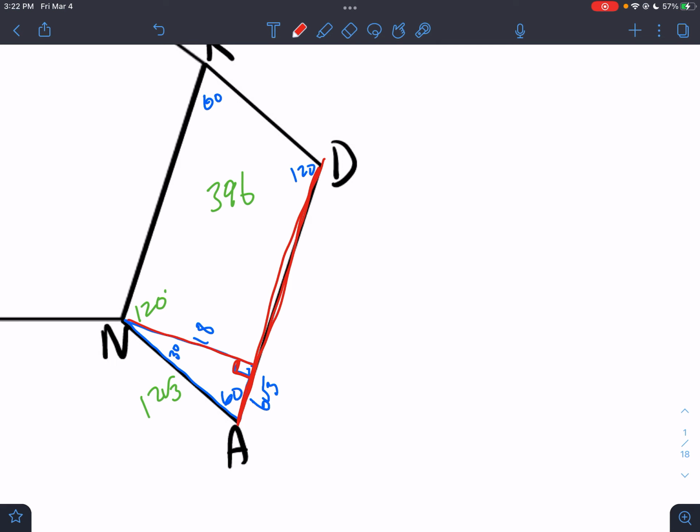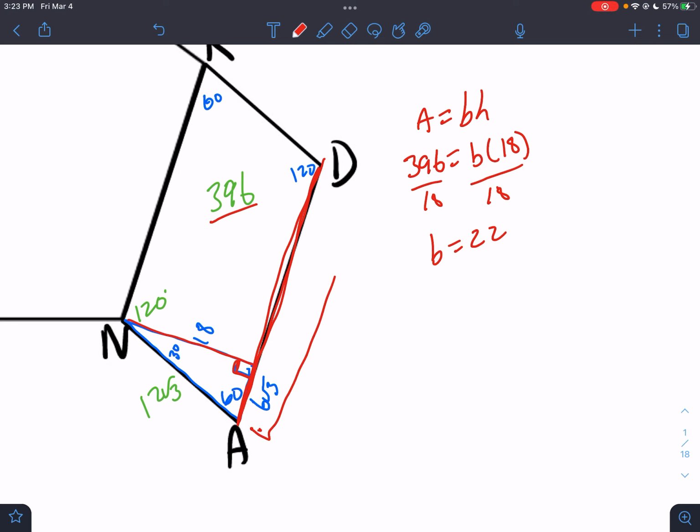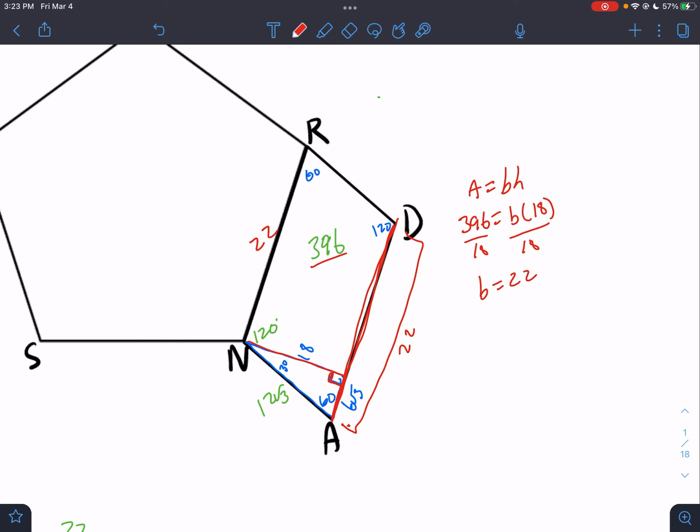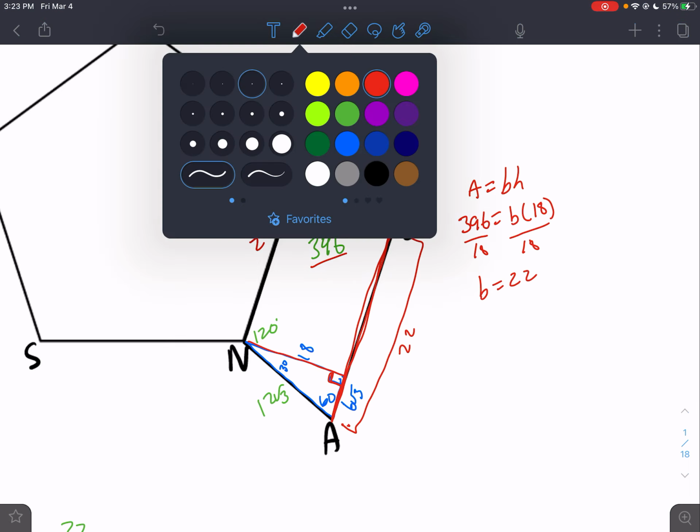So what we know is that for a parallelogram, area equals base times height. We know the area is 396. The base we don't know, and the height we know is 18. 18 is the height for that base, so we divide both sides by 18. 396 divided by 18 is 22. That means AD, this length, is 22. All right. Well, it's a parallelogram, so this is also 22, and I can now work on my pentagon.